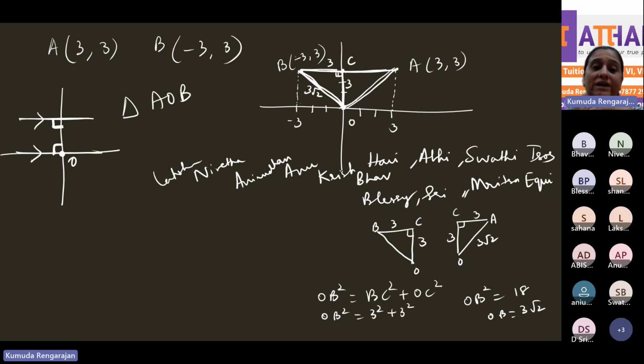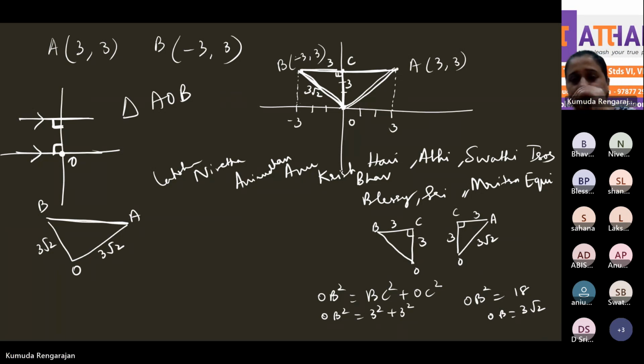But can we have more findings? Is the next question. Can we find more? Let's try to do that. Now take the whole triangle, B, A, O. You found that OB is 3 root 2 using Pythagoras theorem, and OA is also 3 root 2. Now do you know how much is AB, children? What's the length of AB? 6. Because it's 3 here and 3 here, so it's 3 plus 3, 6.